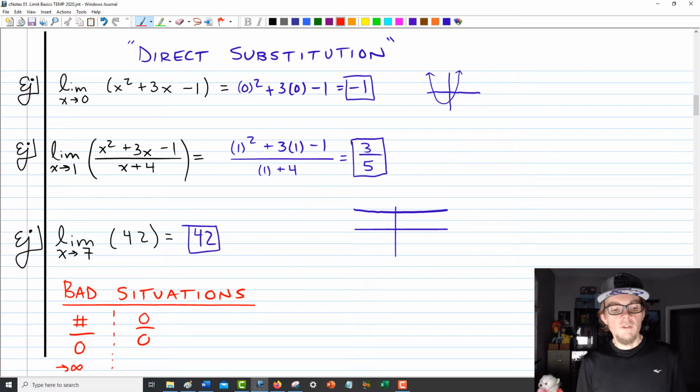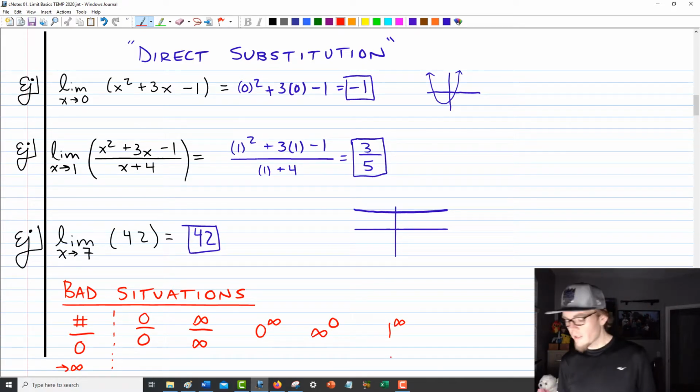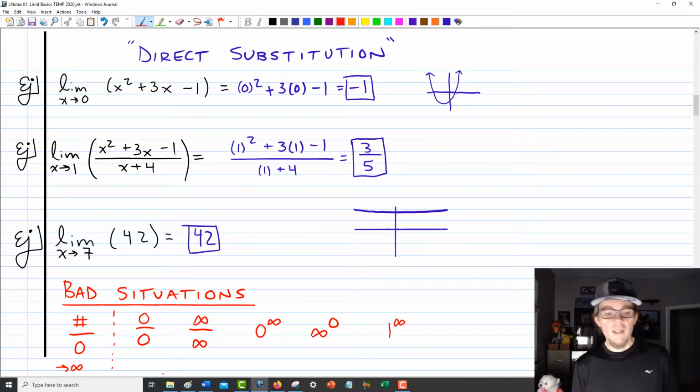The most common of those situations is the one we ran into on the first general example, 0 over 0. You'll also have problems if you run into infinity over infinity. You'll run into problems with 0 to the infinity, infinity to the 0, oh yeah, and then this one, 1 to the infinity. All of those situations are problematic, and in fact, they all get a name. These guys are called indeterminate. And the reason that they're called indeterminate is you can't determine it. That was meant to be a joke, but it's also the truth.